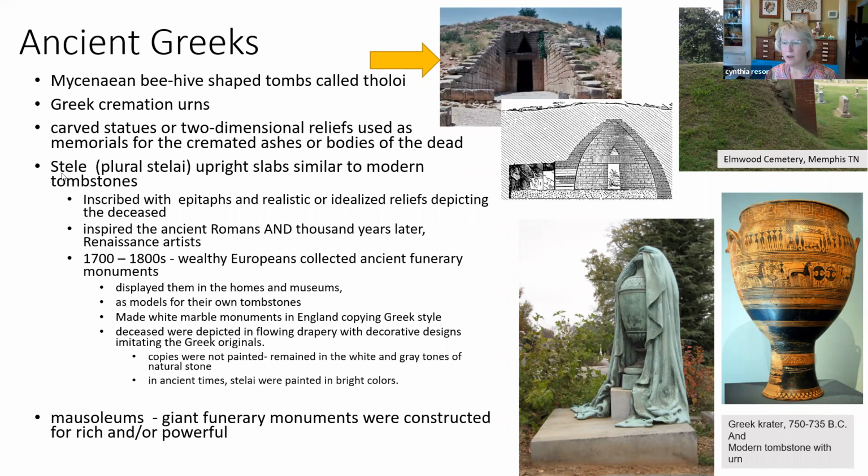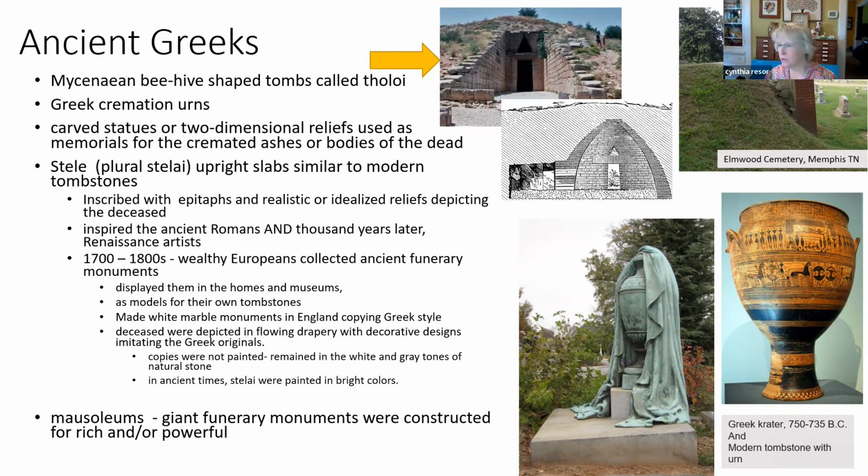Now, a stele could also be a word used for a big monument with words. So, for instance, the Code of Hammurabi in ancient Mesopotamia is a giant stele as well. But these would be inscribed with epitaphs, pictures, either idealized or realistic, of the deceased person. And the ancient Romans loved that style.